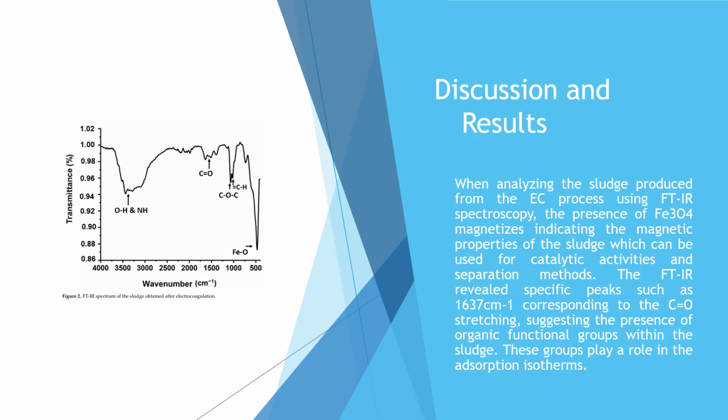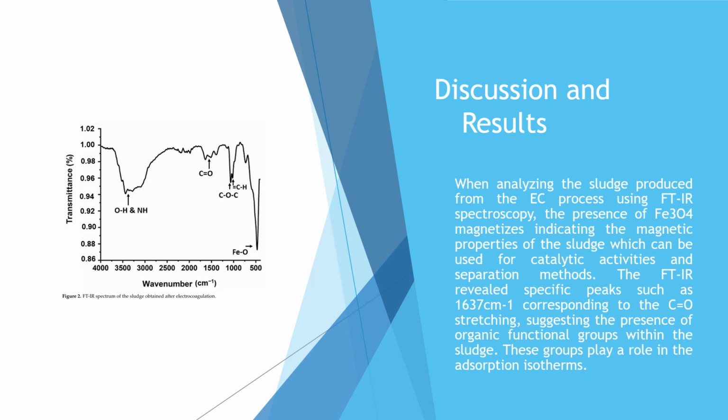Discussion and results. When analyzing the sludge produced from the EC process using FTIR spectroscopy, the presence of iron oxide magnetite was revealed, indicating the magnetic properties of the sludge, which can be used for catalytic activities and separation methods. Hence, the transmittance percentages are very high on the figure shown in figure 2.